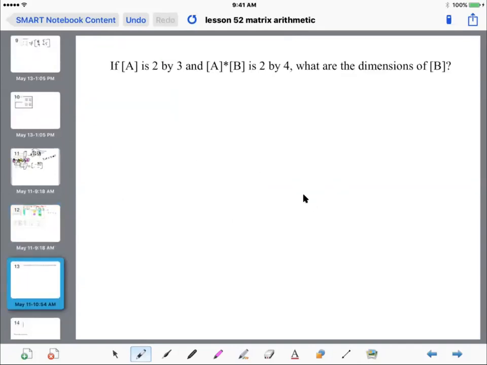This is just a little question I made up about when you can multiply matrices together. So here, A is a 2 by 3 matrix, and A times B is 2 by 4. What can you conclude about what the dimensions of B had to be? What are the dimensions of B in this case? Take a second to think about that question.